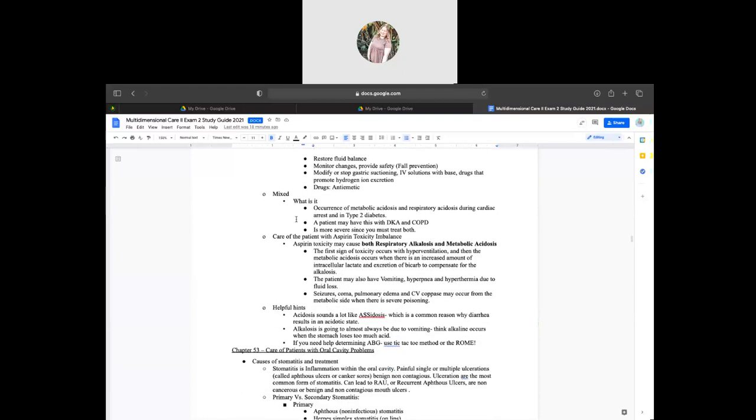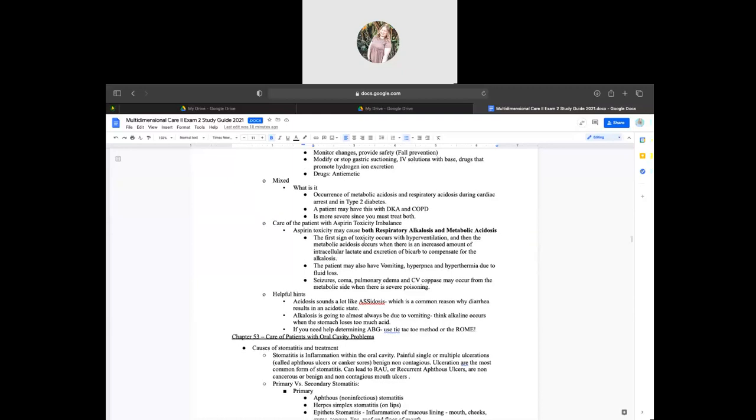Again, here's going to be your care of patients with aspirin toxicity. Aspirin toxicity can cause respiratory alkalosis and metabolic acidosis. The first sign of aspirin toxicity is going to be hyperventilation, and then metabolic acidosis will occur when there's an increased amount of lactate and excretion of bicarb to compensate for the alkalosis. The patient may also have vomiting, fast breathing. They may have a high fever due to fluid loss. Seizures, coma, edema, and cardiovascular collapse may also occur if there's severe poisoning.